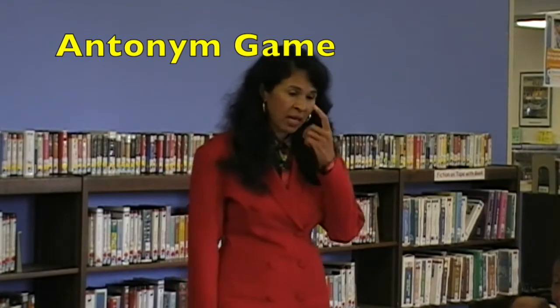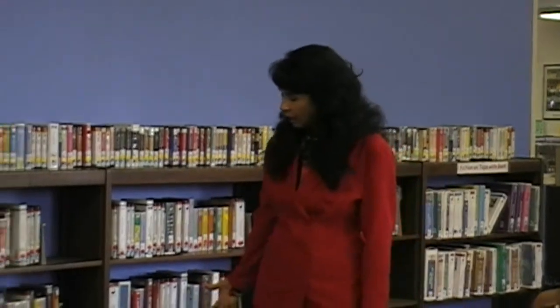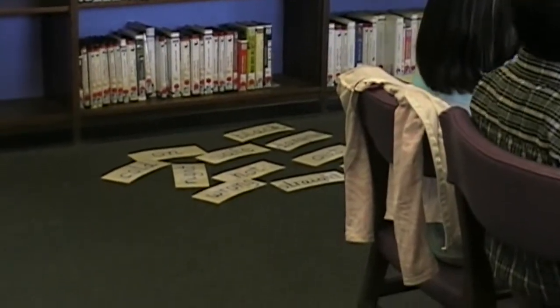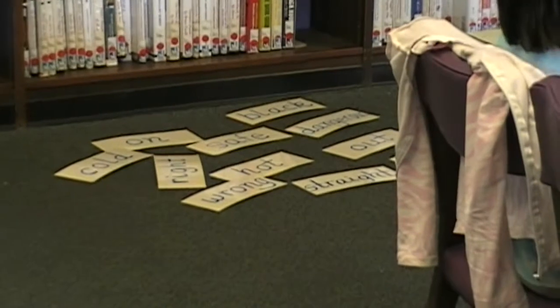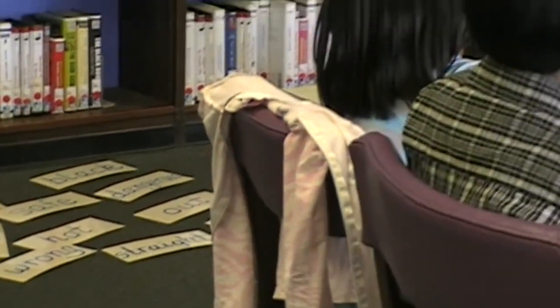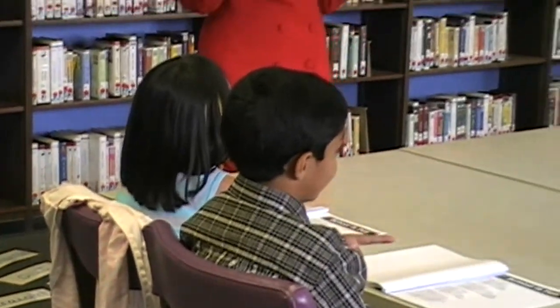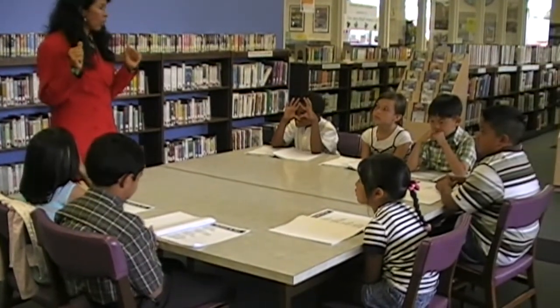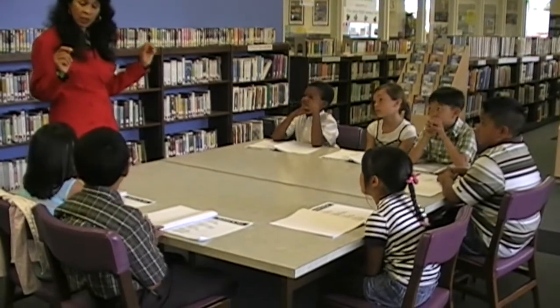Okay, now we're going to play the antonym game. I have placed the antonym cards on the floor. You're going to be running in groups of 2. This is going to be team 1, and we're going to have team 2 over here. When you find your pairs here, you hold it up, and then if it's a pair, you can win a point for your team. So instead of me talking, we're going to just demonstrate.